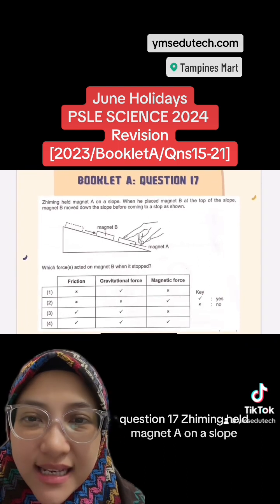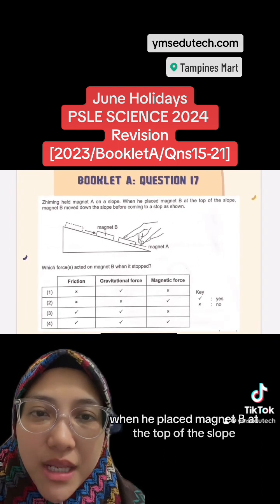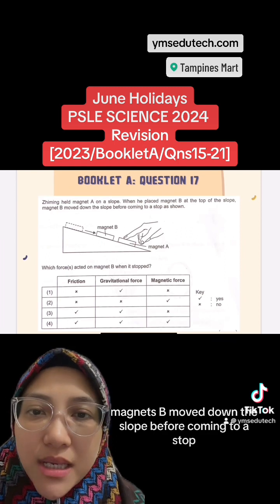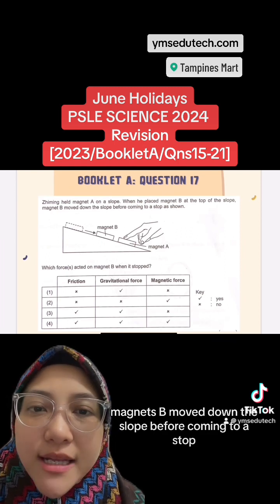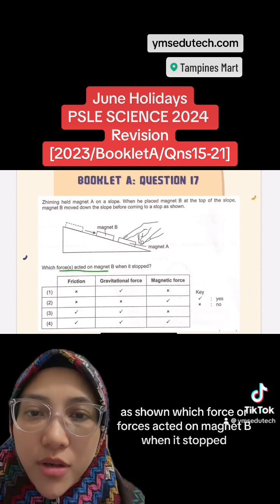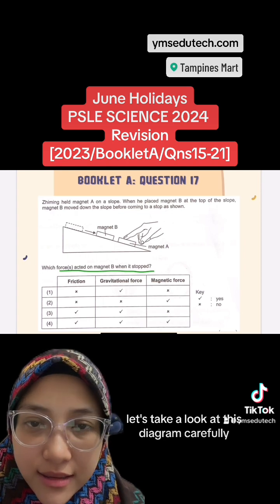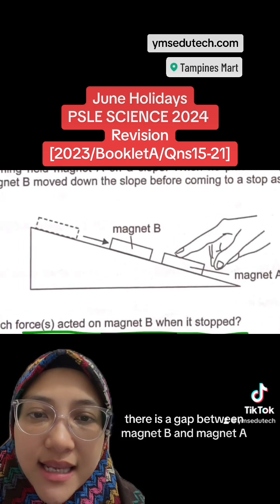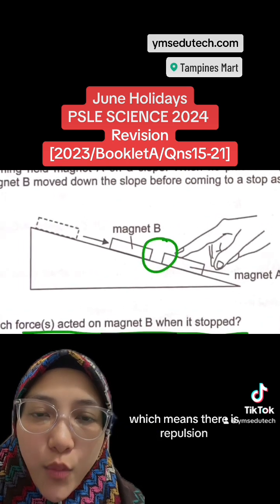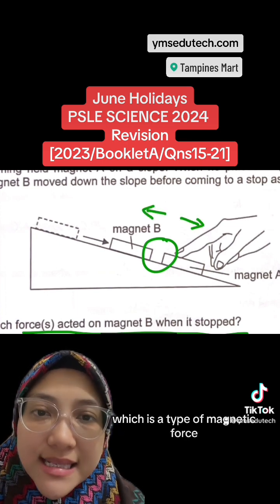Question 17. Terming held magnet A on a slope. When he placed magnet B at the top of the slope, magnet B moved down the slope before coming to a stop as shown. Which force or forces acted on magnet B when it stopped? Let's take a look at this diagram carefully. There is a gap between magnet B and magnet A, which means there is repulsion, which is a type of magnetic force.